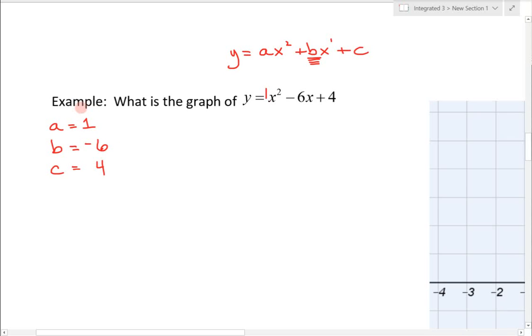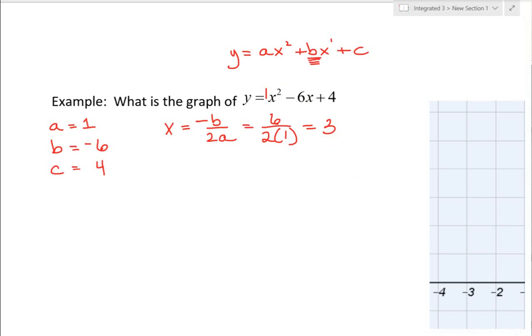But now if I want to go through those steps, the first step said find x equals the opposite of B over 2a. Well, if I've already identified what A, B, and C are, that's pretty easy. What is the opposite of -6? 6. Over 2a, a is 1, so 2 times 1. So what is 6 divided by 2? 3. Okay? So that is the x-coordinate of my vertex.